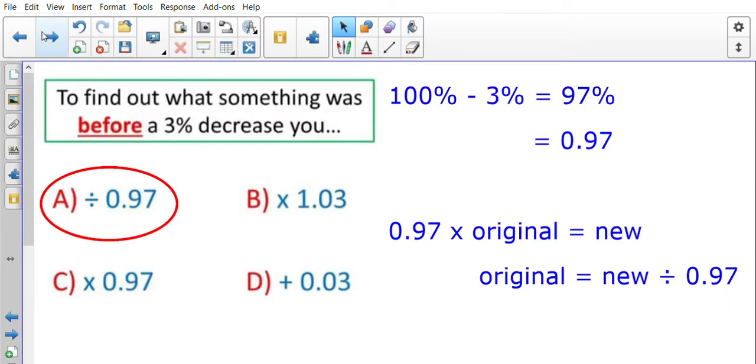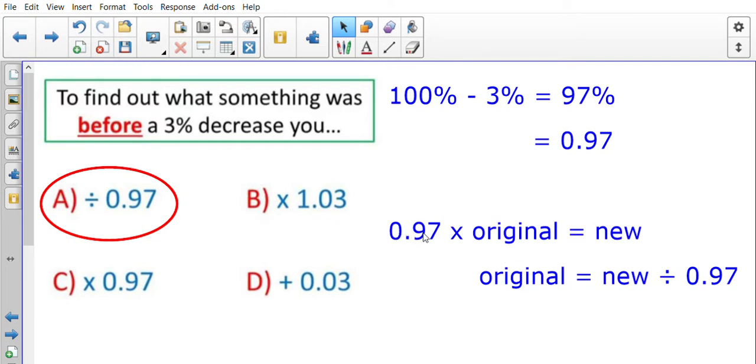The next question, to find out what something was before a 3% decrease, very similar to the first question I've just went over. So again, it's been decreased, so you are left with 97%. Writing that as a decimal, so I've divided by 100, gets me 0.97. So your formula that you should now be familiar with is 97%. If you were to multiply that by the original amount, you'd be left with your new amount.